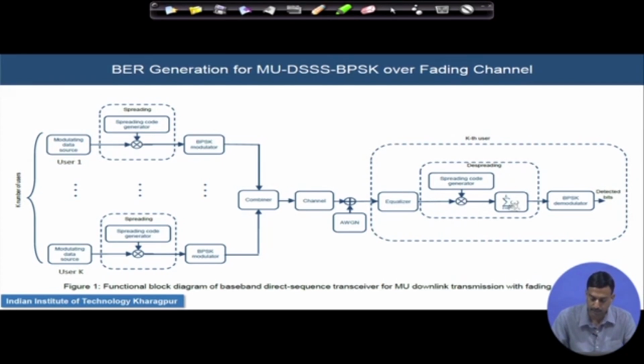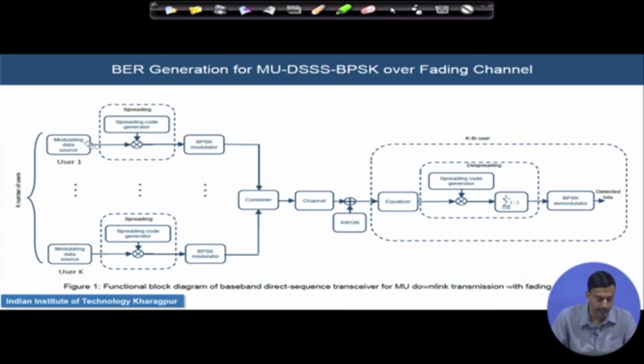Of course, this block you may be familiar with. It's nothing but taking the inner product of the desired user spreading code with the incoming received signal and summing over all the elements of the result. We further pass this through the BPSK demodulator in order to detect or decode the bits of the user that we wish to know, the signal of the user that we wish to decode.